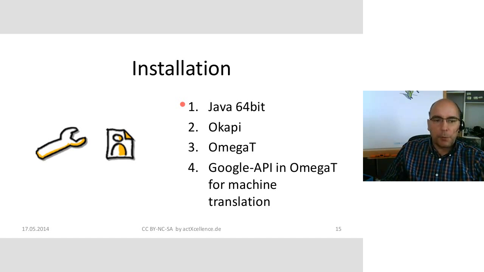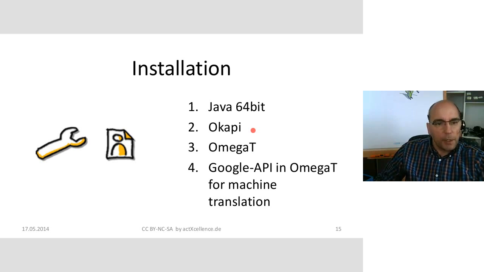If you have already installed Java because of your browser, maybe for Firefox, this is not enough, because Okapi and OmegaT are 64-bit applications if you are on a 64-bit system. If you are on a 32-bit system, maybe the Java is already okay, but you have to install an additional Java runtime environment in 64-bit.